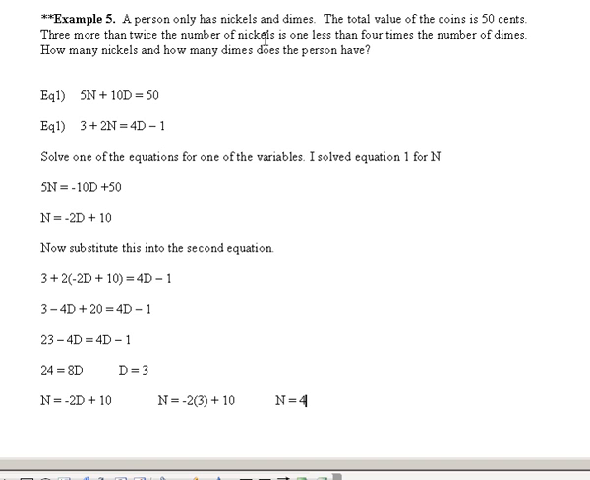3 more than twice the number of nickels, so 3 plus 2n equals 1 less than 4 times the number of dimes. That means 1 subtracted off of 4d.